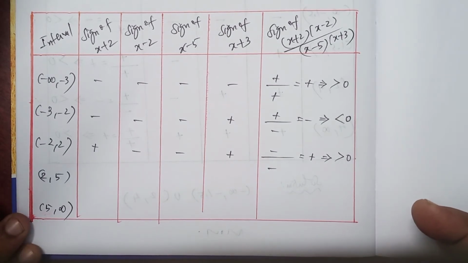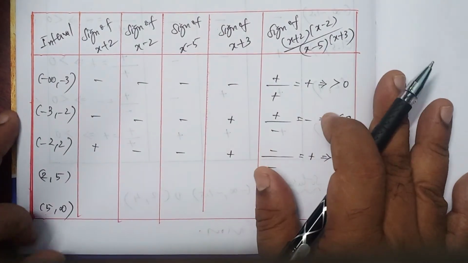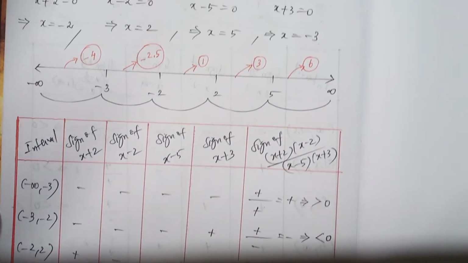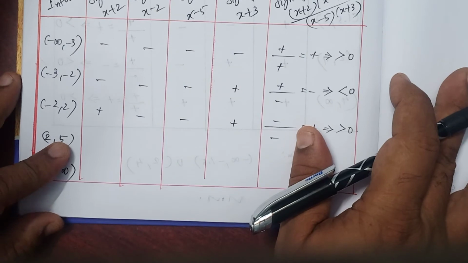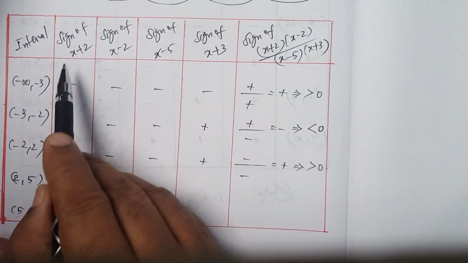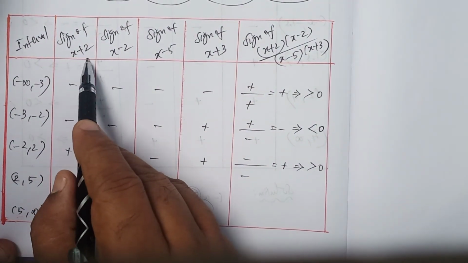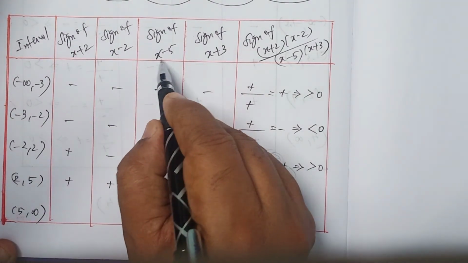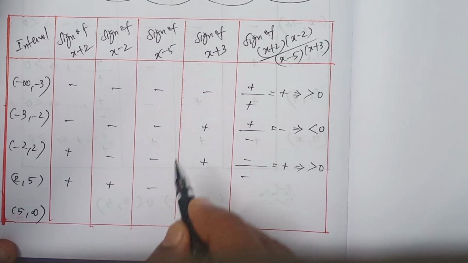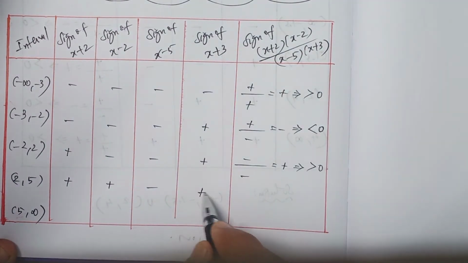Next interval, in between 2 and 5, we are considering the value 3. Substitute x equals 3. 3 plus 2 is equal to 5, positive. 3 minus 2 is equal to 1, positive. 3 minus 5 is equal to minus 2, negative. 3 plus 3 equal to 6, that is positive.